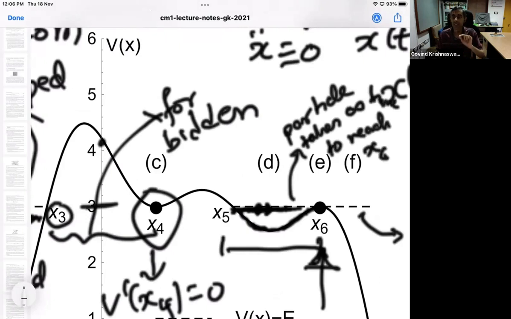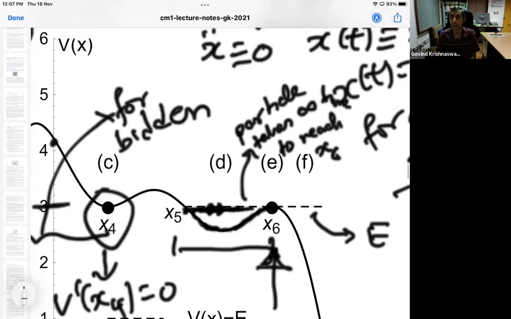Suppose it reached x6 in finite time. It must have zero velocity at x6 because the energy is equal to the potential energy. But we know that a particle that is at x6 with zero velocity simply remains at x6 with zero velocity, right? That was a static solution. We already checked that.